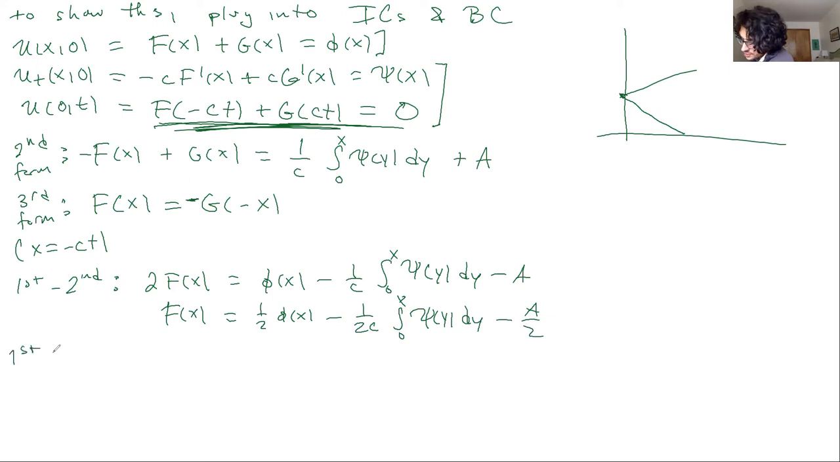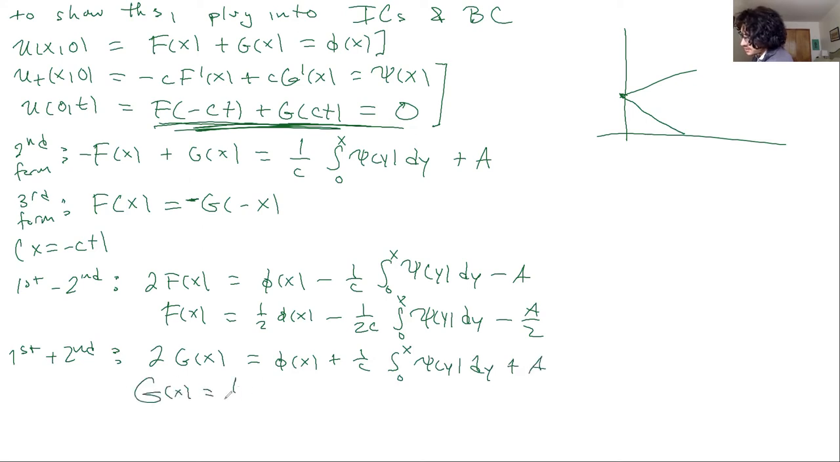And then if I take the first plus the second equation, okay, then I get 2 g of x is equal to phi of x plus 1 over c integral from 0 to x psi of y dy plus a. And then, of course, we can divide by 2, right? Okay, so we're getting there, right? But we still haven't used our third condition, okay?